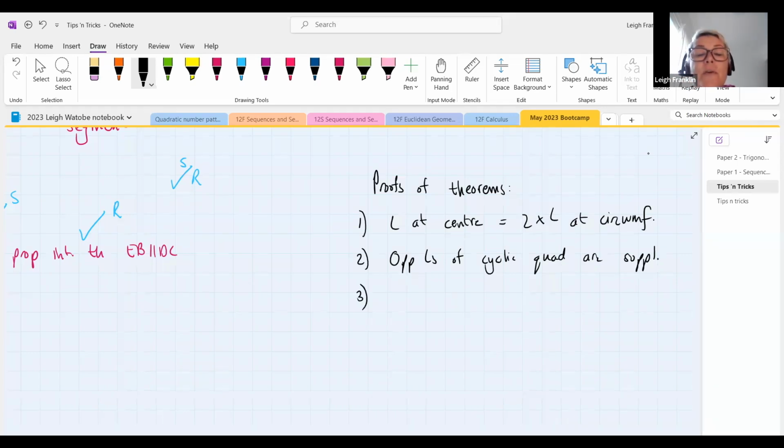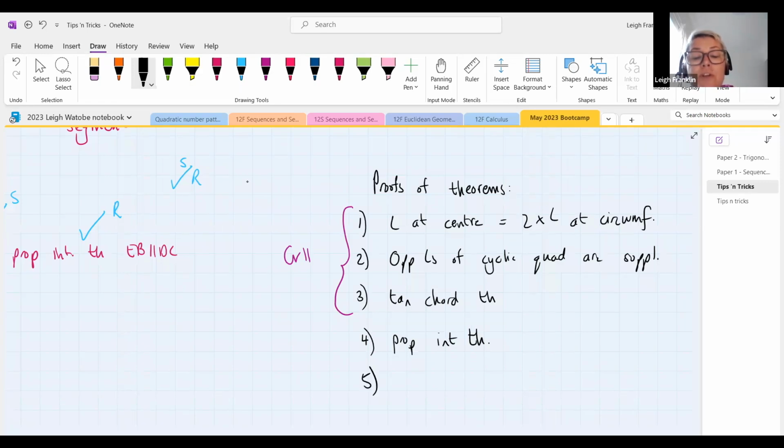The other grade 11 one that comes up often is tan chord theorem. So these are the grade 11 ones that they ask in grade 12, that are quite common. And then you need to know how to prove proportionality intercept theorem. And then the fifth one that you need to know is how to prove the similarity theorem. Okay, those are the grade 12 ones.